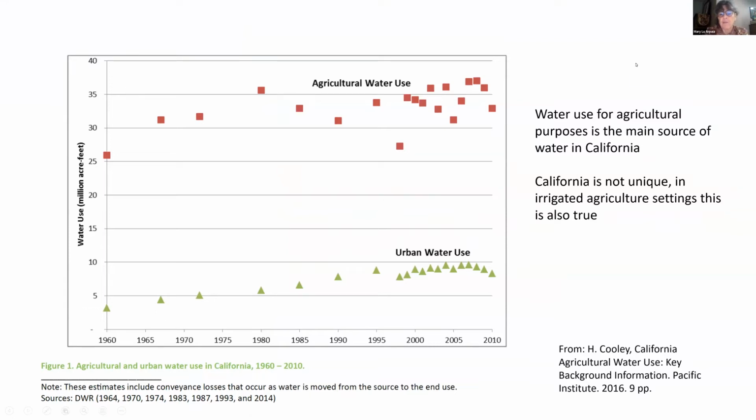So I thought I'd give a little bit of information. This is a little bit older data from 2016, but in this graph, you can see the water use in millions of acre feet for agriculture. This is everything for agriculture, not just avocados, and urban water use. This goes from 1960 to 2010. And you can see that agriculture does, by and large, use the bulk of the water used in California. But that's not to say that we're unique. This is typical of situations where you have irrigated agriculture.